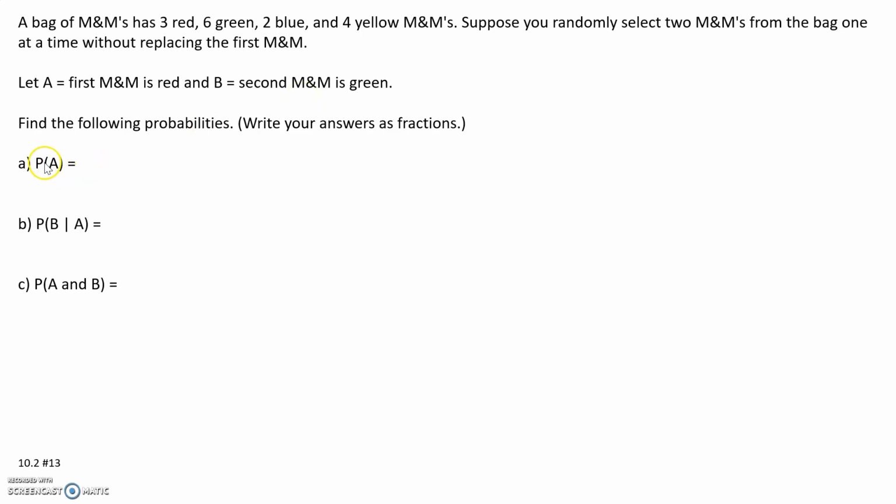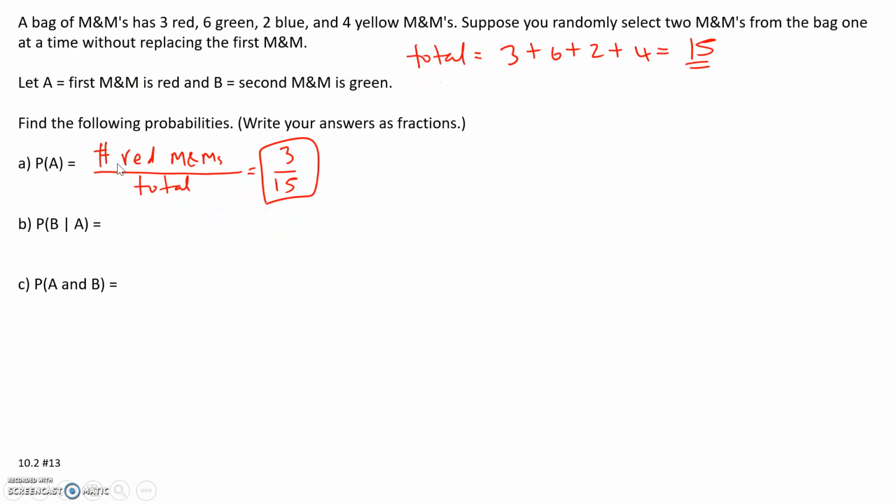So we want to find the probability of A, that if you select only one M&M, the first one is red. So we have to think about how many red M&Ms we have, and divide that by the total number. To get the total, we add 3 plus 6 plus 2 plus 4. That's a total of 15 M&Ms. We have 3 red M&Ms. And why are we picking red? Because event A is that the first M&M is red. So we think about how many red M&Ms we have. That's 3 over a total of 15.